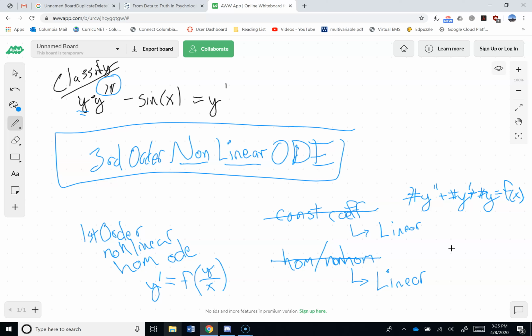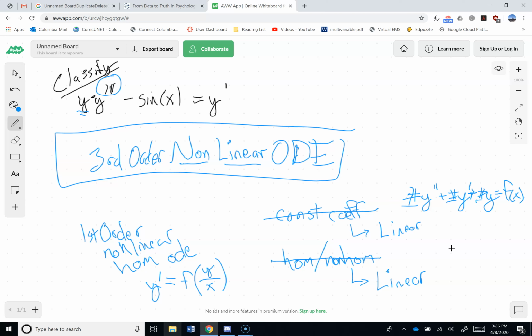So it can't be another x? The number can't be another x? Because we've seen that before. Yeah, if the coefficients on y double prime, y prime, and y aren't numbers, then it's at least not constant coefficient.